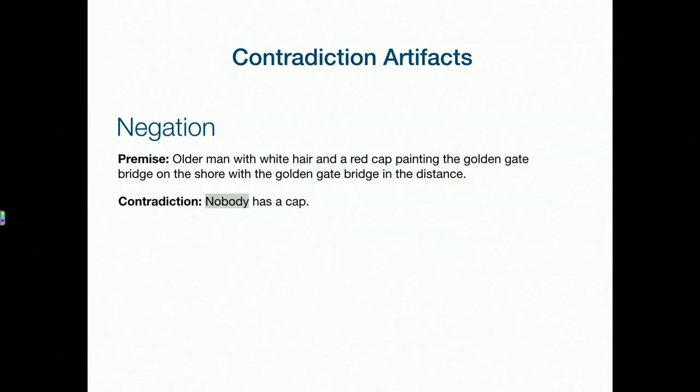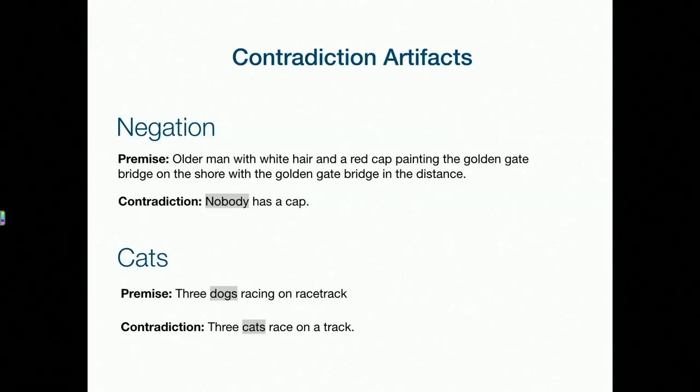And contradictions had very, very consistent trends. Negation was really popular. This is one of my favorite examples because the premise is very intricate and complicated, has a lot of stuff going on, but the contradiction that they chose was nobody has a cat, which is really, really simple. And it's a valid form of contradiction, but it's something that models could really, really easily pick up on. Cats were also really popular in the contradictions.